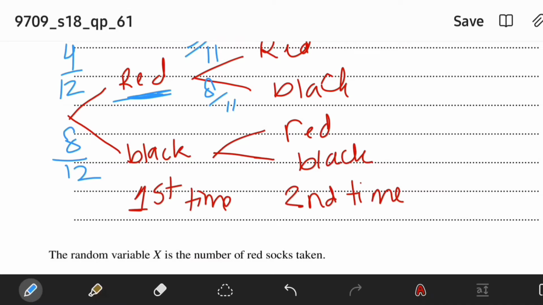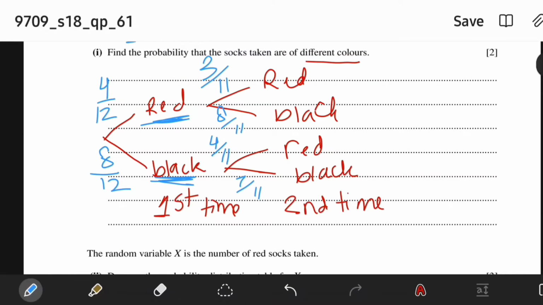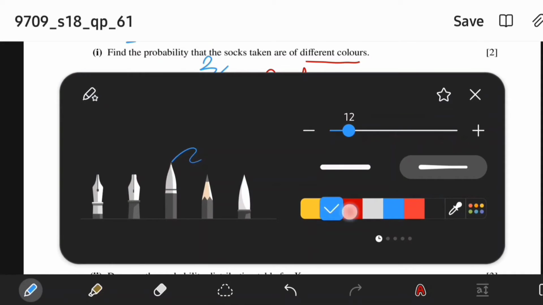Coming on to the other part, since the black sock was taken out, red's number would be retained, which is 4 over 11, and the black would be 7 over 11. Now they're asking for the probability of taking out 2 different colors, so that would be this one and this one. Let's write it down.